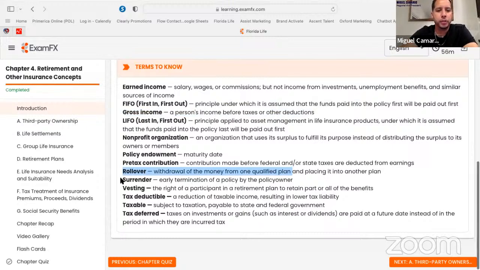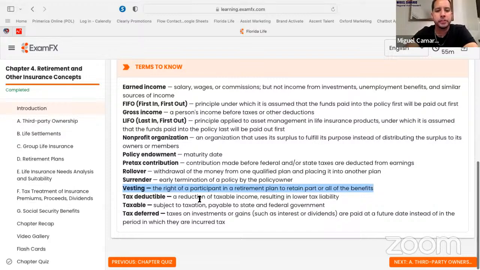Surrender. That is when you cancel your policy. You surrender the money and it's gone. Or you surrender the money, you cash out your policy and you leave it. Vesting. This is when participants have the right to all their benefits. If you have a job and they contribute to your 401k, there are vesting requirements. Most jobs have like a 3 to 5 year vesting requirement, that if you leave before then, you're not going to get all the money that they help match on your account.